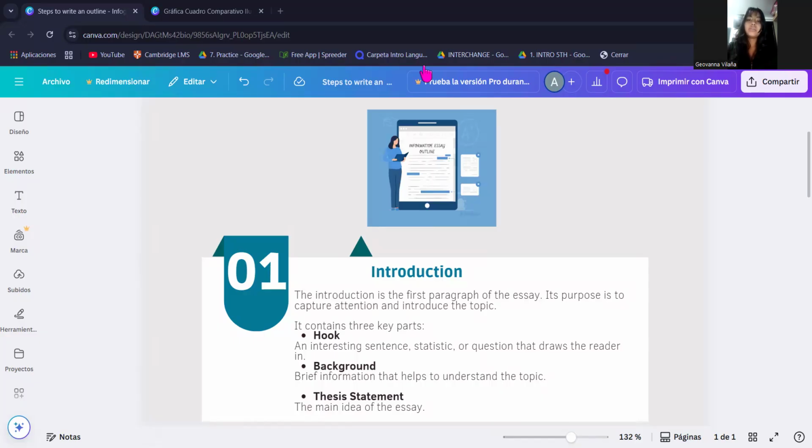First, a hook, which can be a question, a statistic, or an interesting statement to grab attention. Then comes the background, which gives the basic information to help the readers understand the topic. Finally, the thesis statement, which is the most important sentence in the introduction.